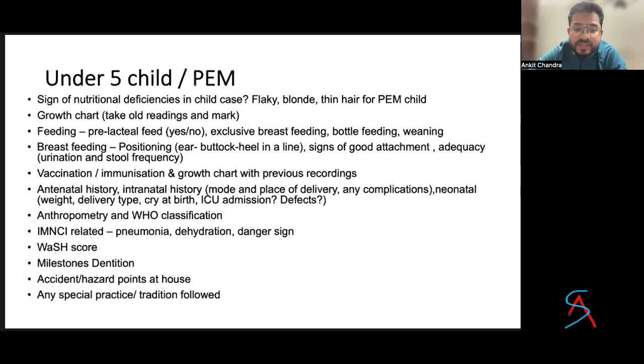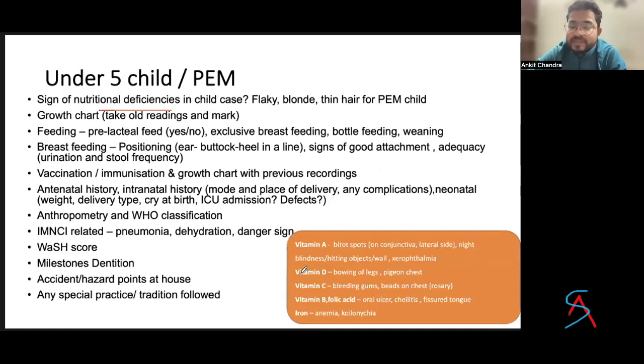This is for an under-5 child. For an under-5 child or any malnourished child, you should know about any nutritional deficiencies, like flaky and blonde thin hair. For vitamin A, you can look for Bitot's spots, which are seen on the conjunctiva on the lateral side. Is there any night blindness, history of hitting objects or walls, or any xerophthalmia? For vitamin D, any bowing of legs or pigeon chest? For vitamin C, any bleeding gums or rosary beads on the chest?